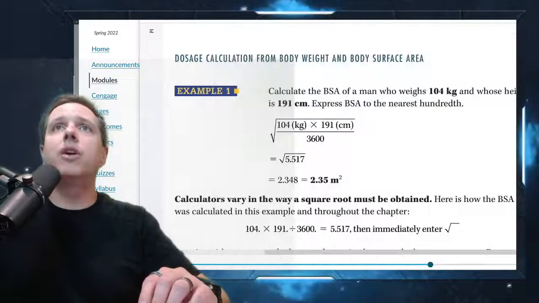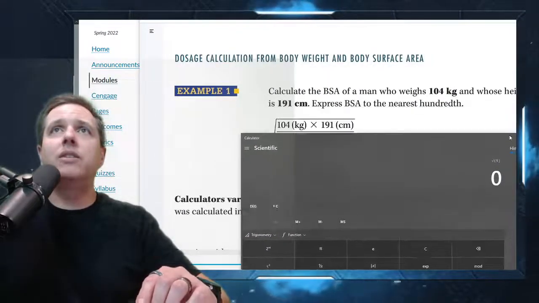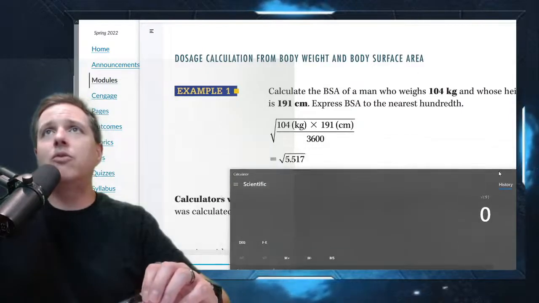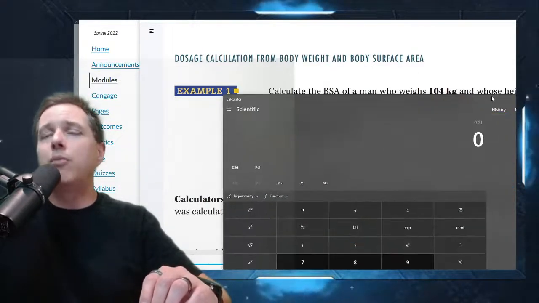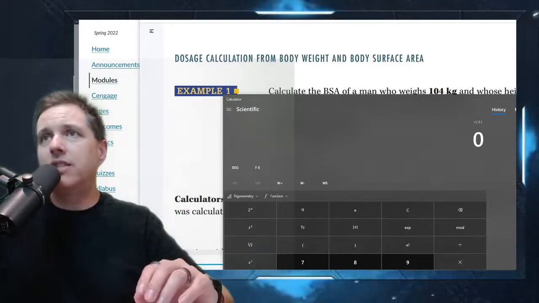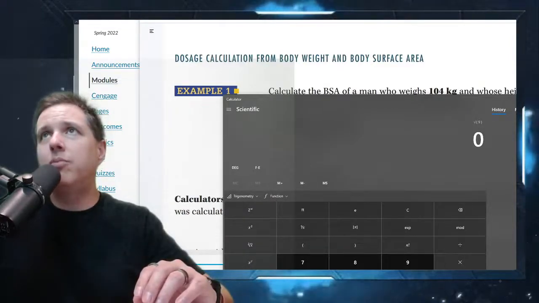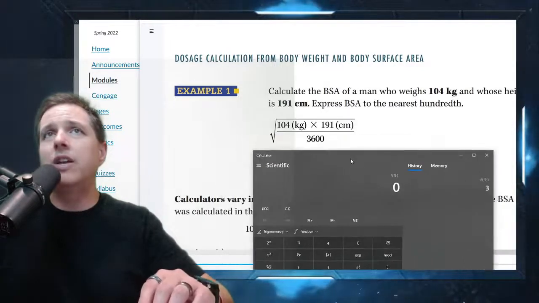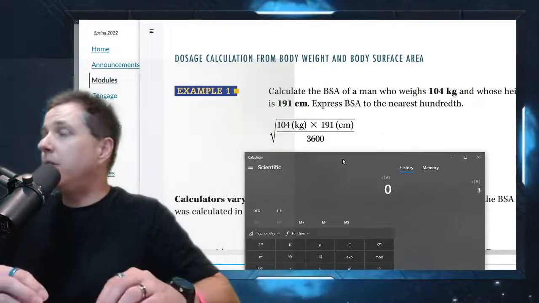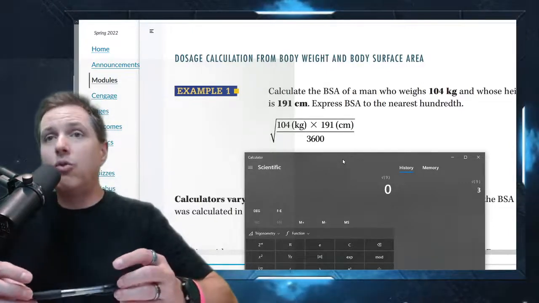So we'll keep that around. So calculate the body surface area of a man who weighs 104 kilograms and whose height is 191. So remember the order of operations when you're doing this. That's another one that people in general will mess up when using a calculator, is they're forgetting the order of operations. And you'd be amazed how many people don't know the order of operations, right?